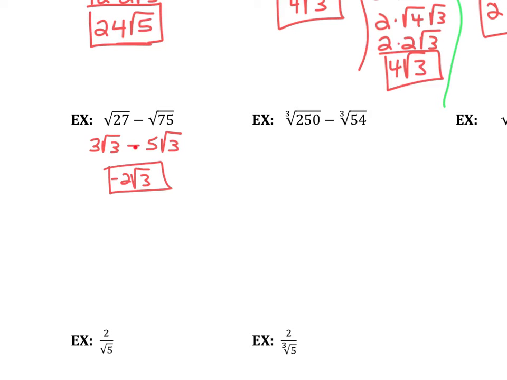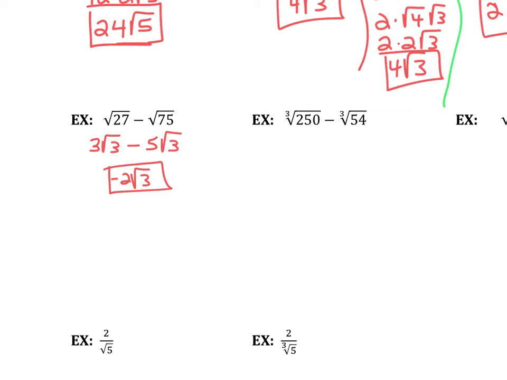So we can now subtract these terms because the roots are the same. They're both square root of 3. And since they are both the same, we can take the coefficients, do our calculation, and then leave our root the same. Final answer, negative 2 root 3.